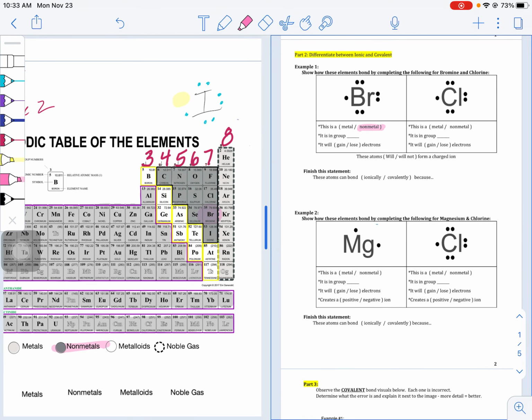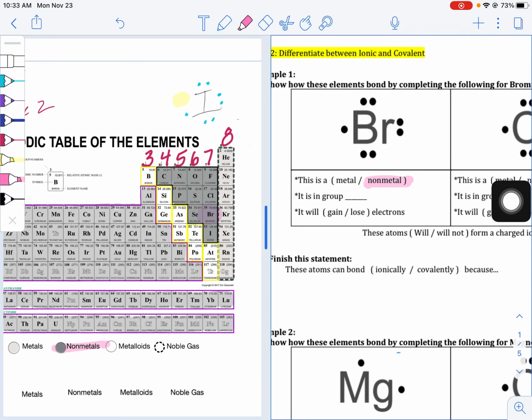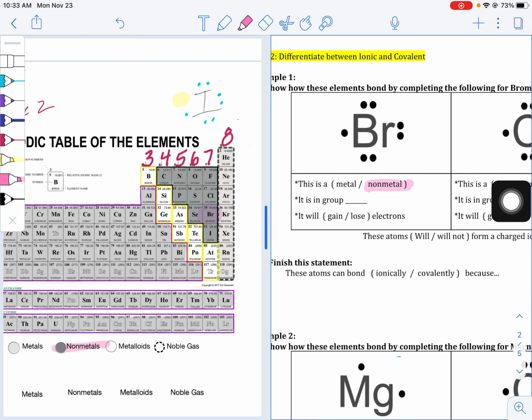And looking at the periodic table and the diagram, I should be able to figure out what group it's in. I can either trace straight up, or looking at the dots around the element, I know it is in group 7. It will gain or lose electrons to get to that stable point. It has 7. Thinking about what it wants, it will definitely be gaining 1 electron to get there.